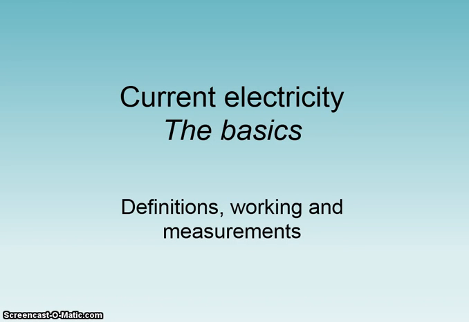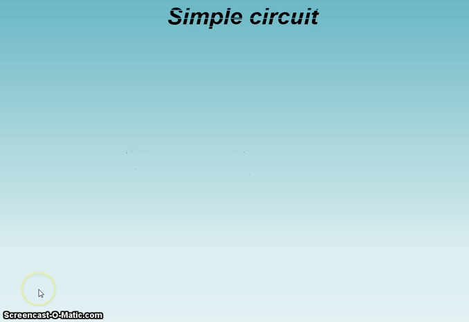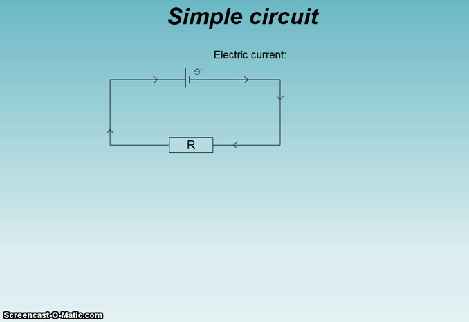Good day, students. We're doing the current electricity basics lecture today. It's about the definitions, working and measurements of electric currents. We are going to use a very simple circuit. This circuit just consists of a battery and a resistor. What then is the flow of current?